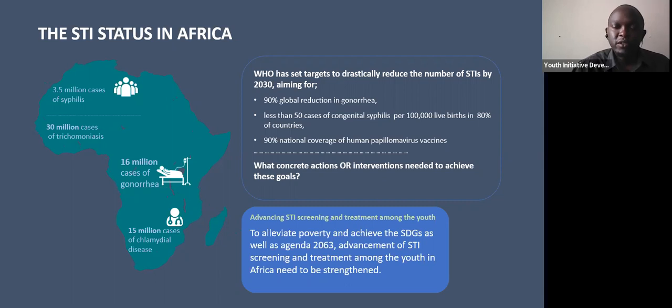So the biggest question that we will ask each one of us: what concrete action or intervention is needed to achieve these goals? It's a question, maybe if you are ready, but all of us should contribute. I'll start with Mr. I don't know if you are ready, you can raise your hand, just even a concern, or you can contribute towards that. You help us understand how we can work together.